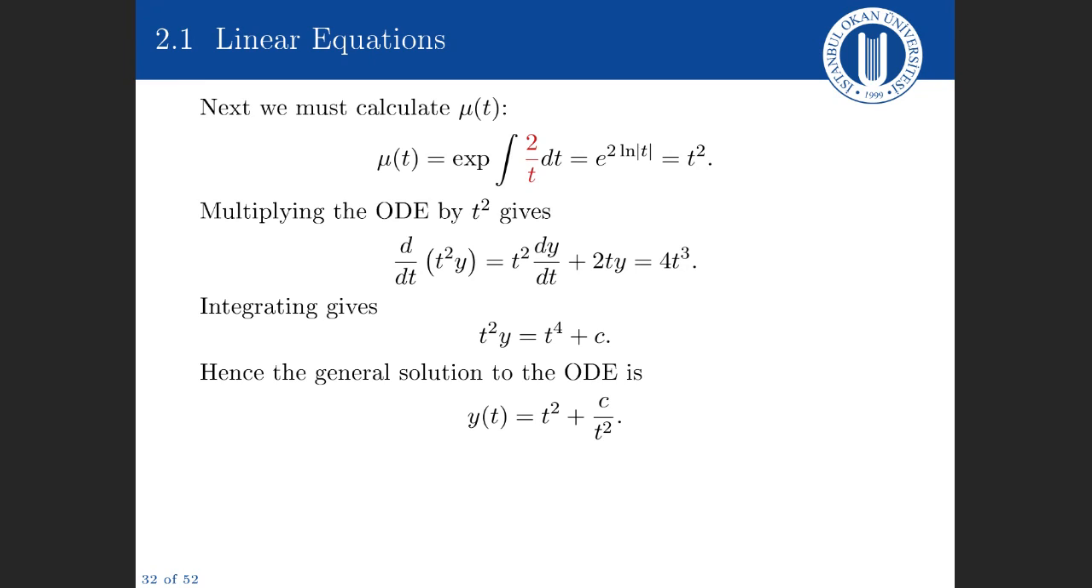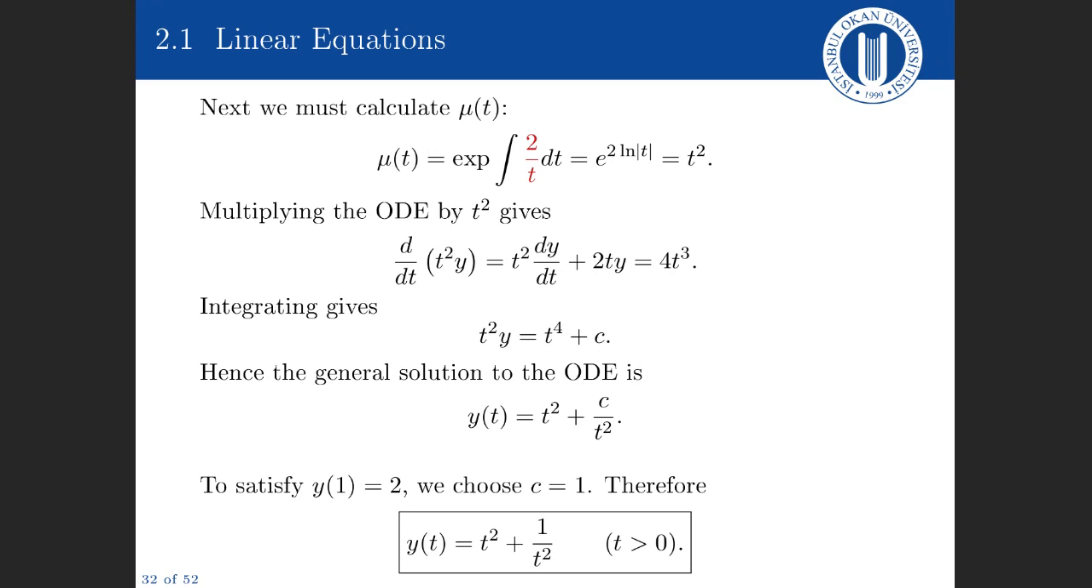There's one step left. We need to choose the value of the constant which satisfies the initial condition. You can check that in order to satisfy y of 1 is equal to 2, we need to choose the constant c is equal to 1. So the solution to the initial value problem is y is equal to t squared plus 1 over t squared.